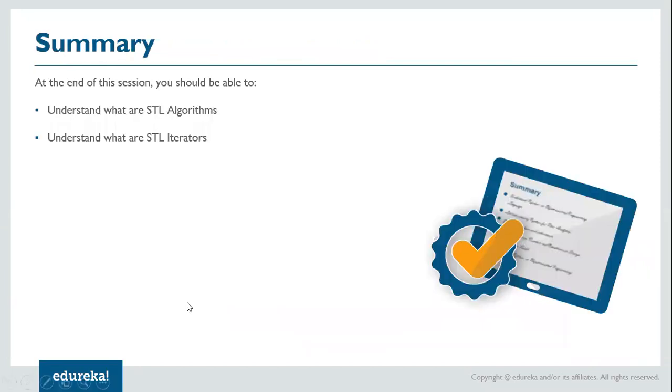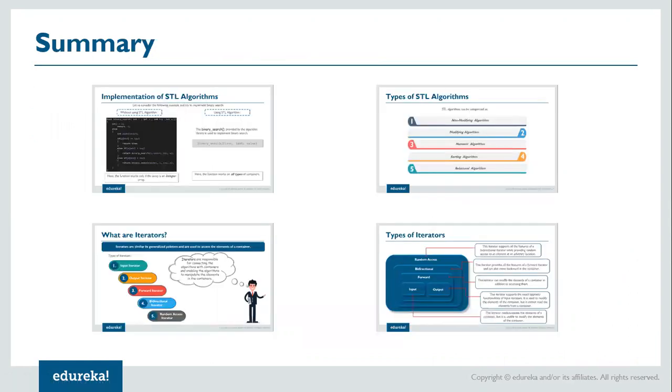So to summarize the discussion, at the end of this session, you should be able to understand what are STL algorithms and understand the various STL iterators that are available in the library. So to summarize, we have looked at the various implementations of STL algorithms, what are the different types of algorithms that are available, what are the different iterators that are there, and how we can make use of different iterators, whether it is an input, output, forward, bidirectional or a random access iterator.